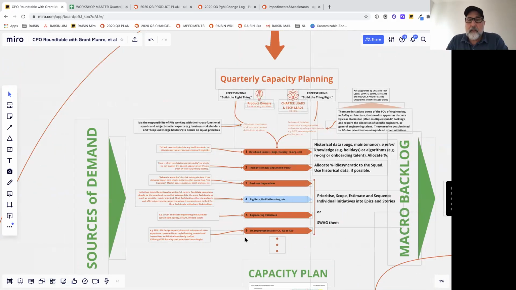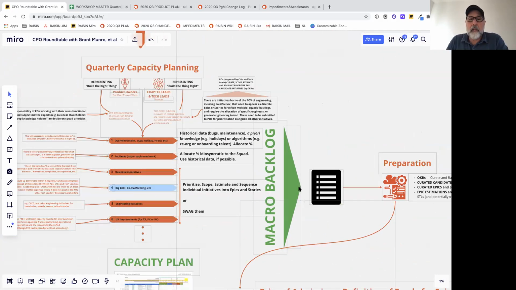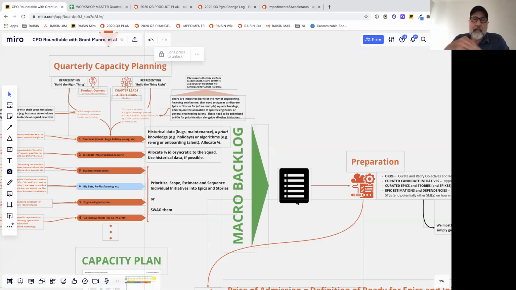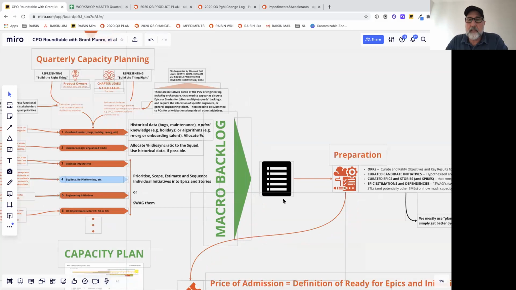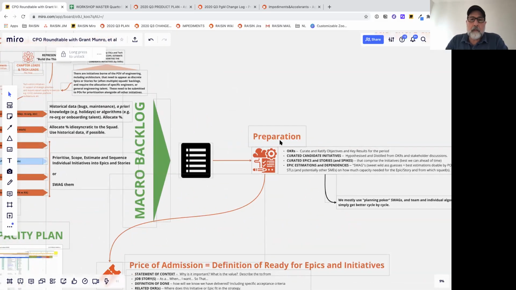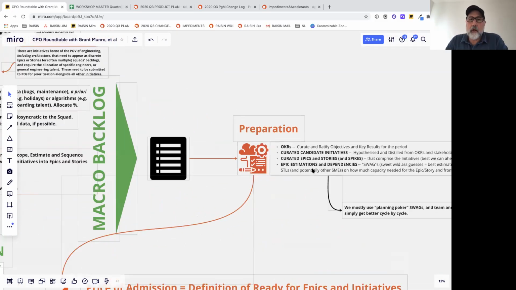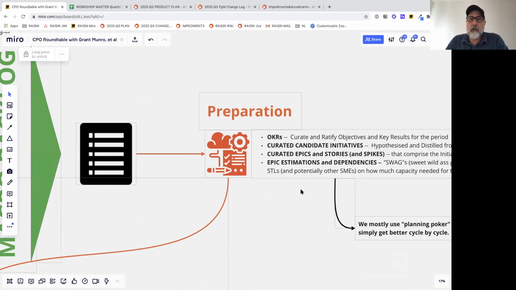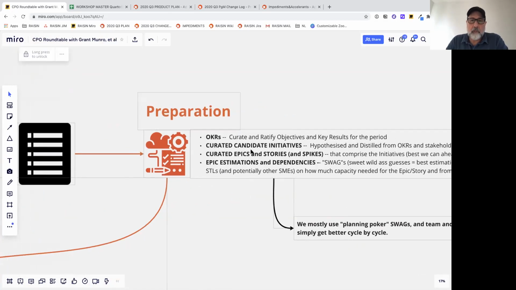And what happens is we pull that into a macro backlog, right? Everybody has access to it, everybody can see it, and I'll show it to you in a second, the tool in a second. And then there's parallel preparations going on. That's OKRs, or however you do them. Then we do the curated candidate initiatives, and we curate the epics and stories that comprise those. Sometimes it spikes. And then we do epic estimations and dependencies.